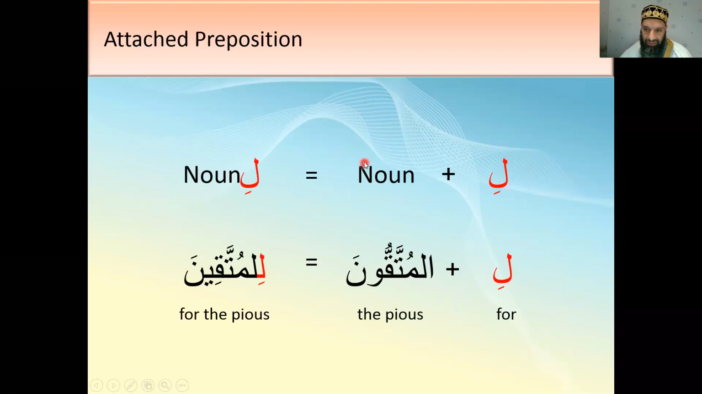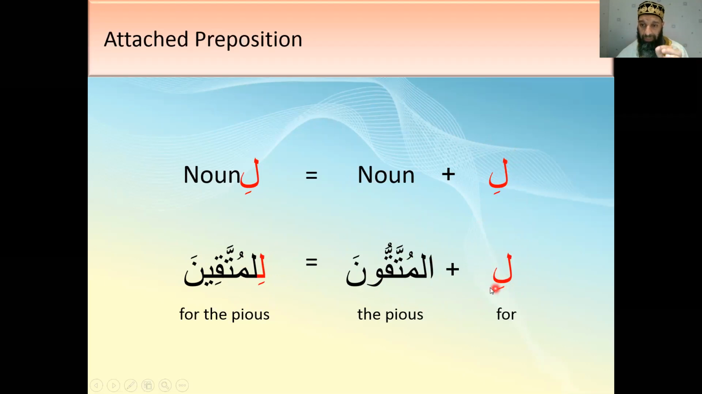All right, okay, so the li, the attached, it means for. When it attaches to a noun, it has a kasra on it. So li and al-muttaquna becomes lil-muttaqina. It's actually a majrurifier. These harf jar, when they come in front of a noun, make the noun majrur. You don't really need to know that so much because it doesn't change the meaning. But I did teach it though later on.